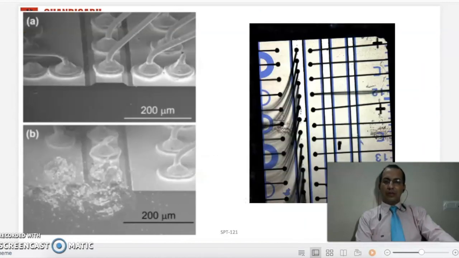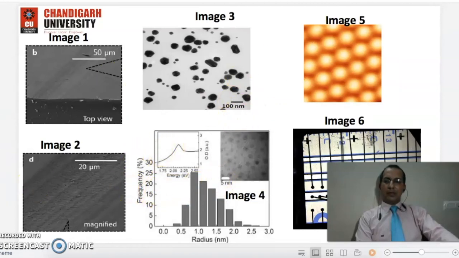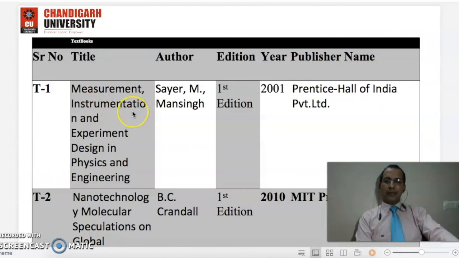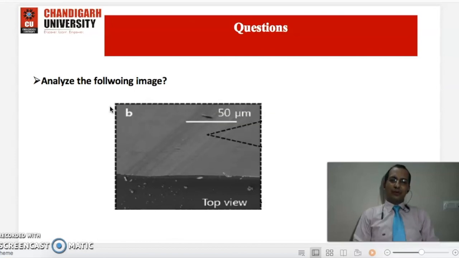When this process is completed, these types of images are produced with the help of the scanning electron microscope. For example, you can have a scale which tells us the resolution of the particular sample, how you can resolve that sample. Then the final one is the references which we have used. And the question is: can we analyze this image after looking at the lecture and the details given? Are the students able to solve this problem? Look at this image and at different points of this image.